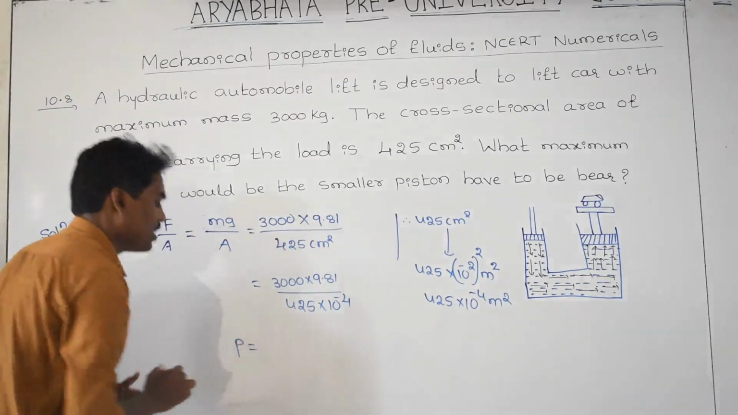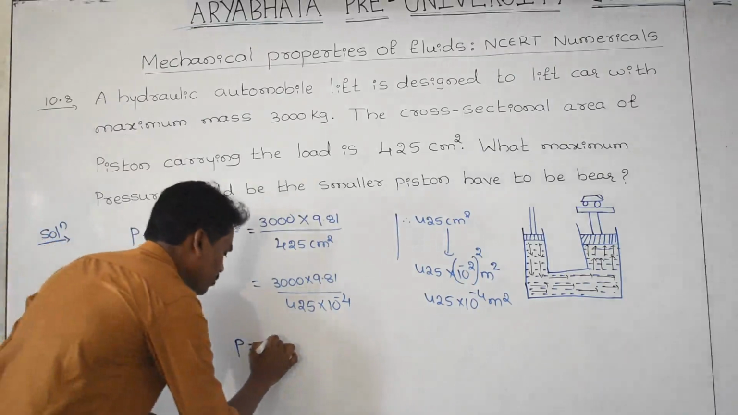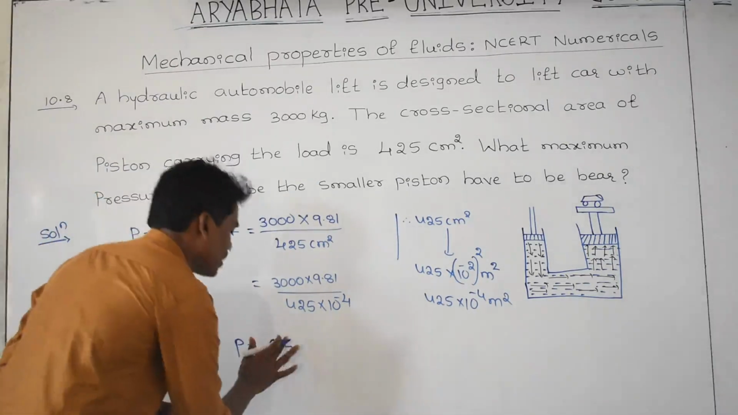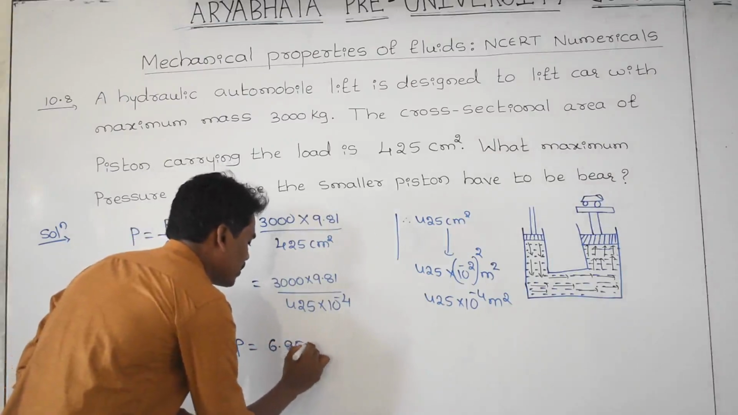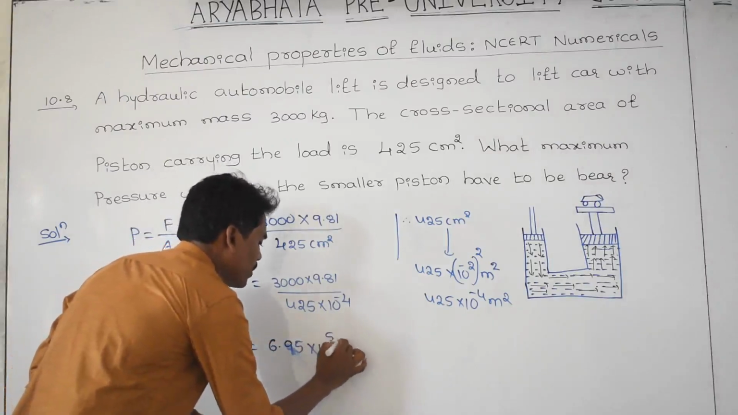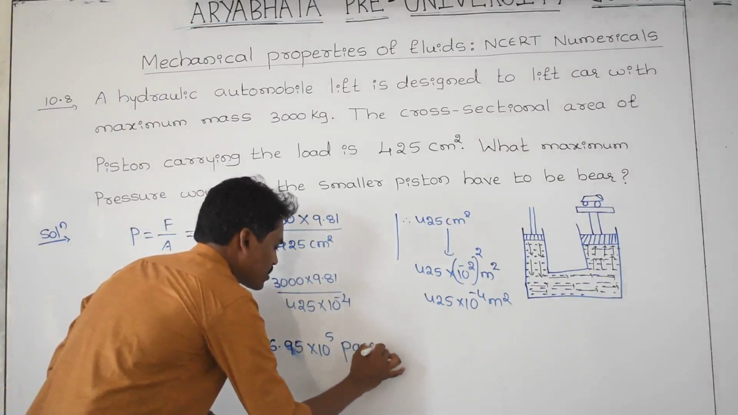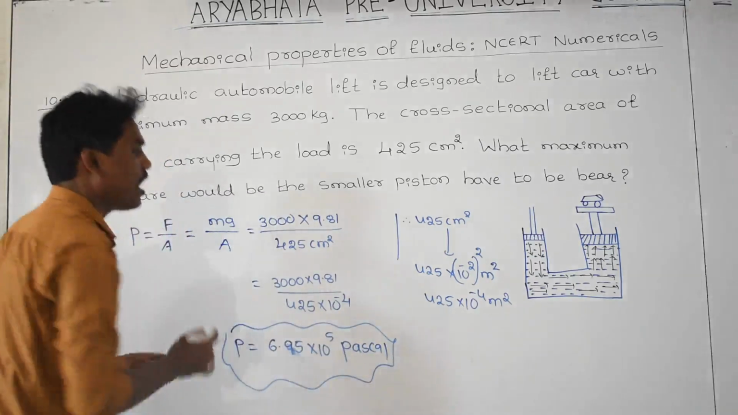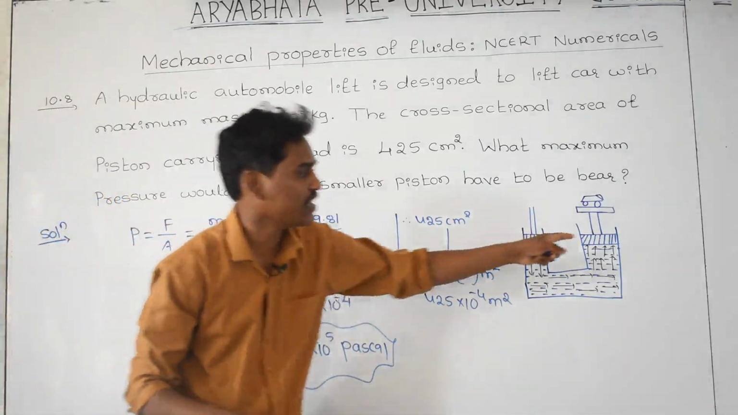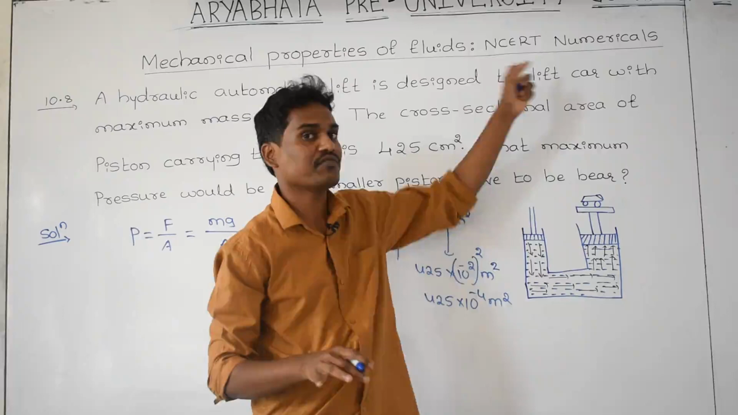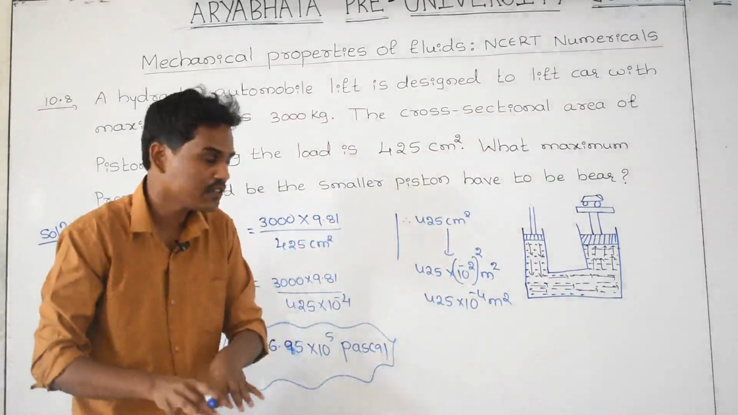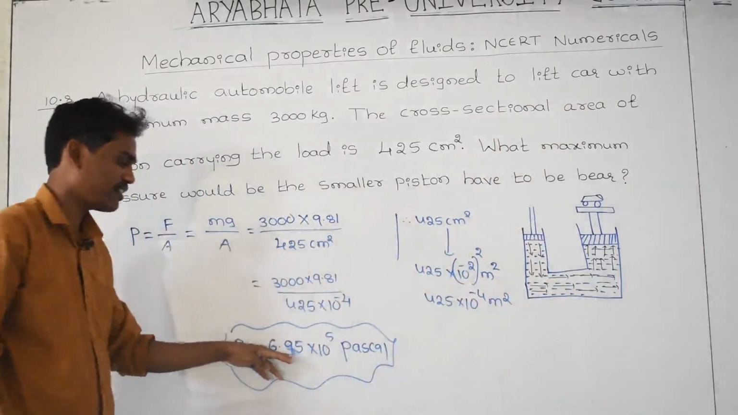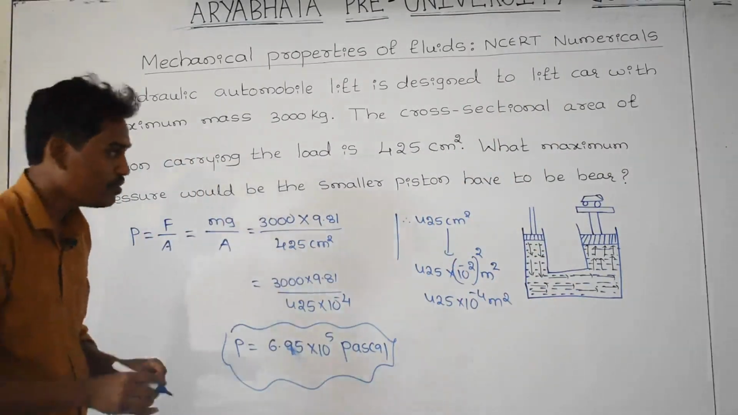The pressure that will be, check the answer, 6.95 into 10 to the power of 5 Pascal. It means that in order to lift a 3000 kg of mass by the second piston, how much pressure do you need to apply on the first piston? That is 6.95 into 10 to the power of 5 Pascal.